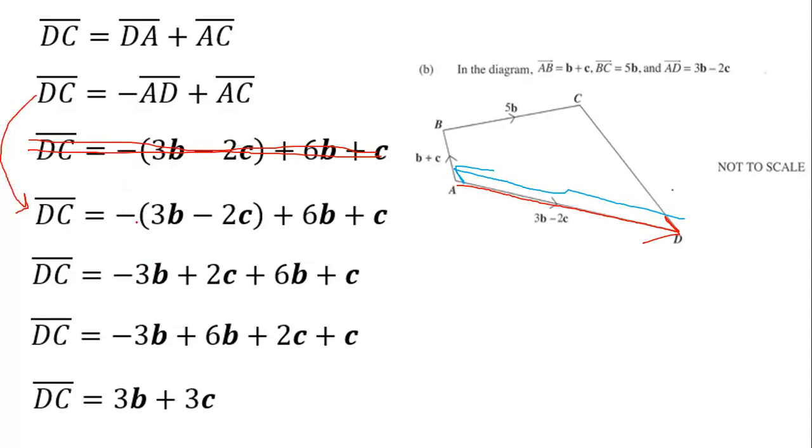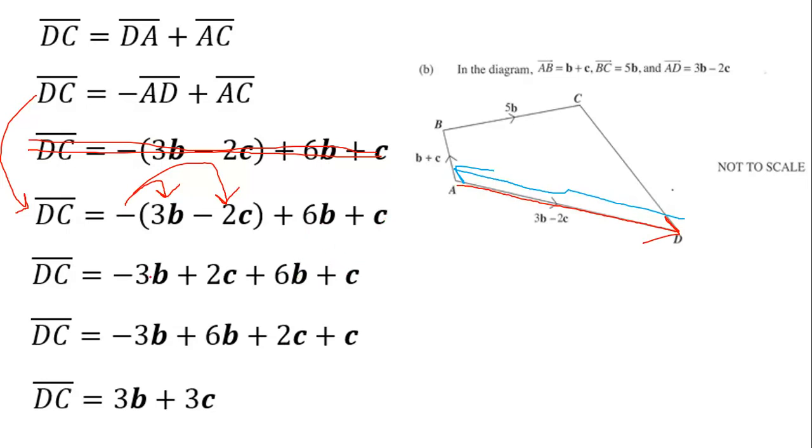Okay, so again, let's consider this to be negative 1 out front, and we're going to multiply that negative 1 by 3B. Negative 1 multiplied by 3B gives us negative 3B. And negative 1 multiplied by 2C gives us a negative, and a negative is a positive, so we have positive 2C. Then we just bring down the 6B and the C.